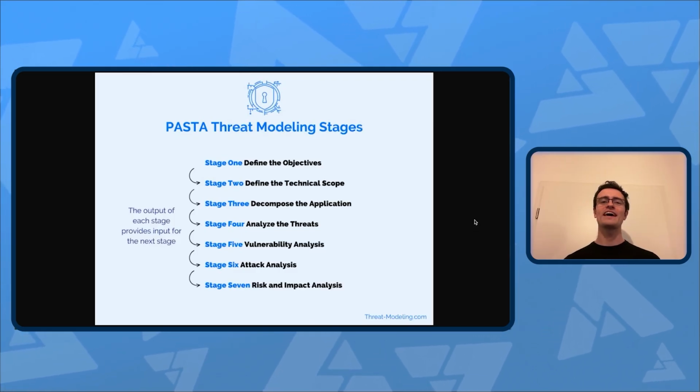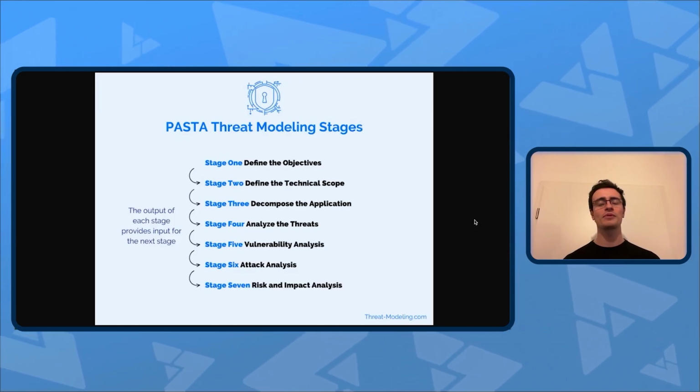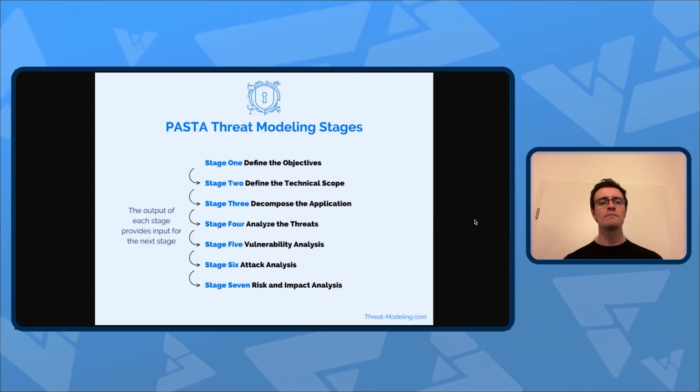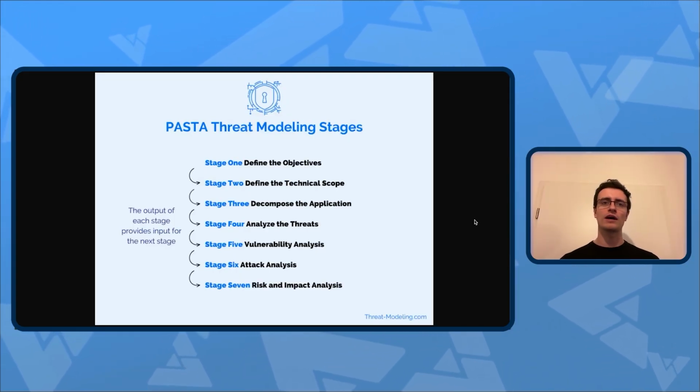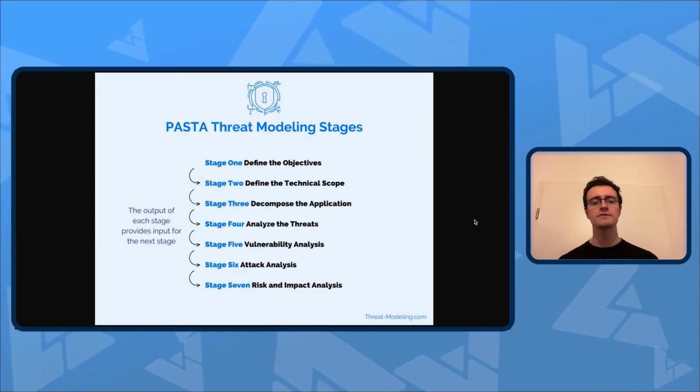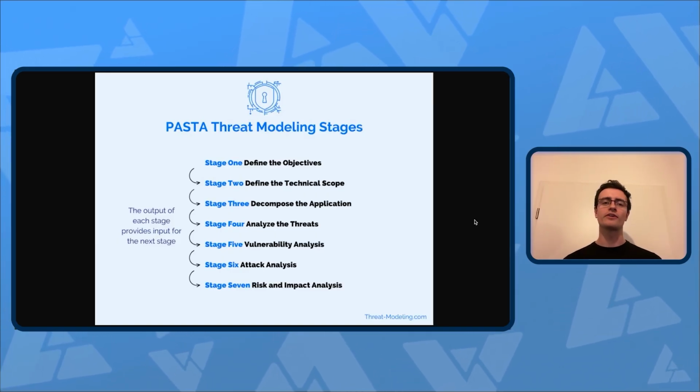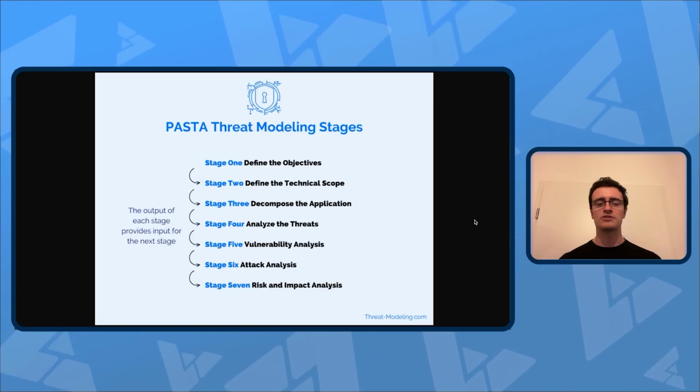Today we will be looking at doing risk assessments and we will be using the PASTA framework for that. PASTA stands for Process for Attack, Simulation and Threat Analysis. And as you can see here, it has these 7 steps to it.